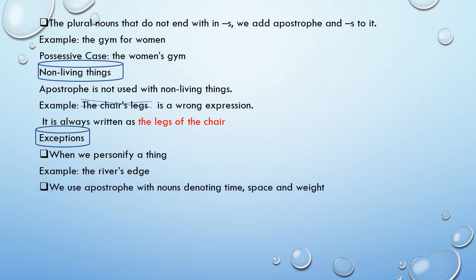And the next is we use apostrophe with nouns denoting time, space and weight. So these are some nouns which denote time, which denote space, which denote weight. We can use apostrophe and s with these nouns. For example, a month's salary, a meter's length, a day's stay, or we can say a boat's length, a ton's weight, right? So these are some more examples.